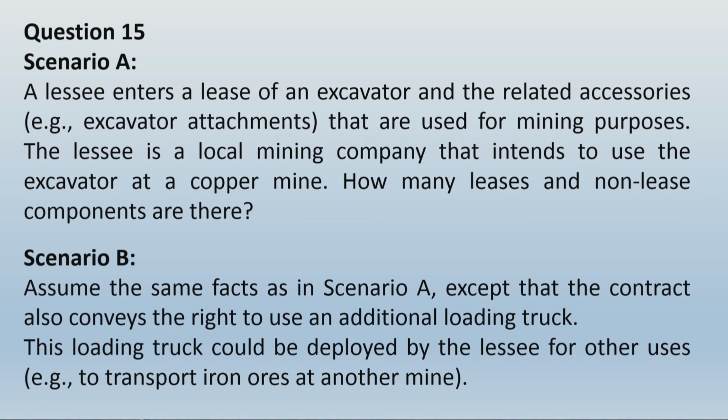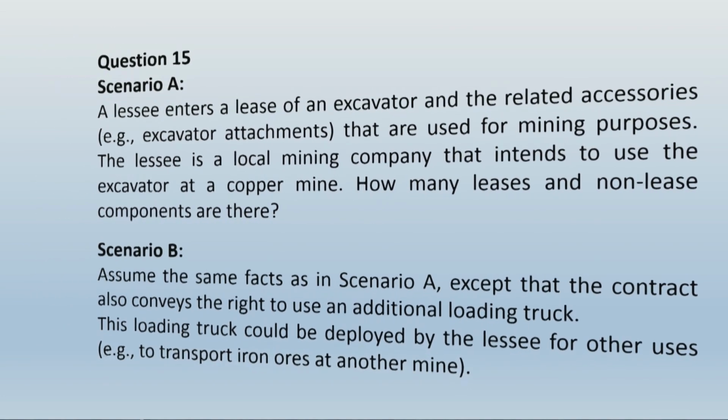In such case, scenario B can contain multiple lease components, and these lease components would be: number one, the excavator along with its accessories, and the second asset involved would be the loading truck. So, let us see how to write up the answer.